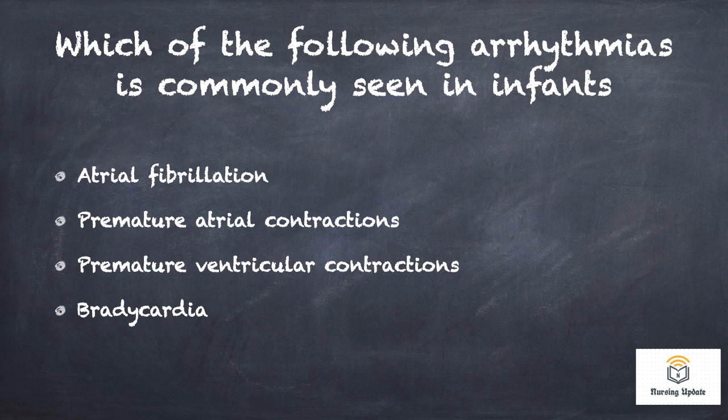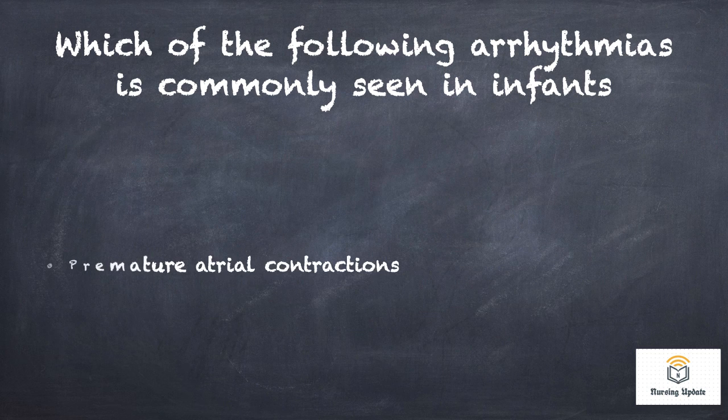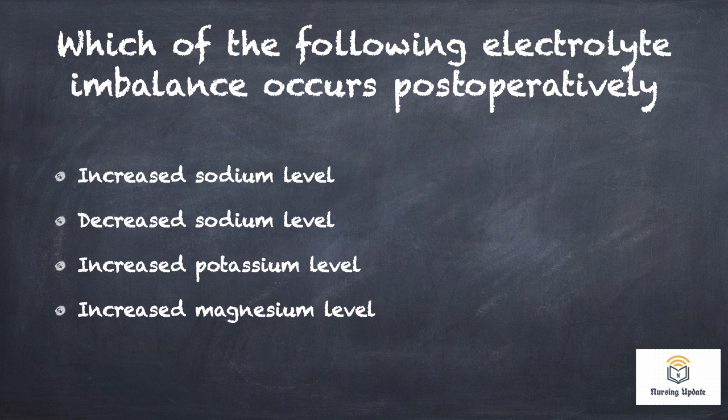Premature ventricular contraction is seen in the adolescent period. Please make a note of it: in infancy, atrial contractions; in adolescence, ventricular contractions are seen. Let's move on to the next MCQ.